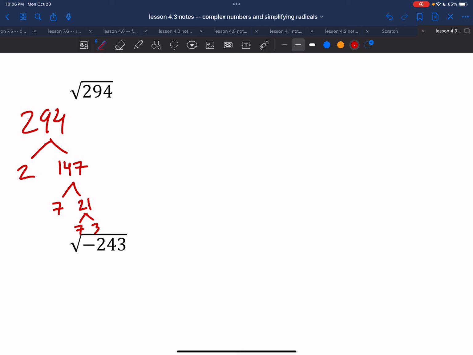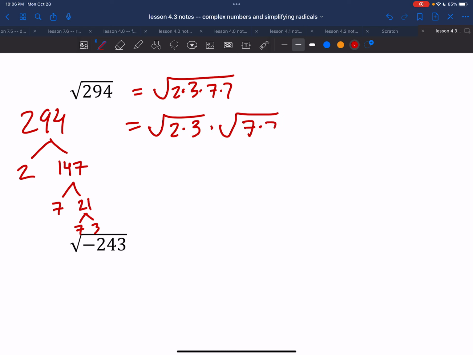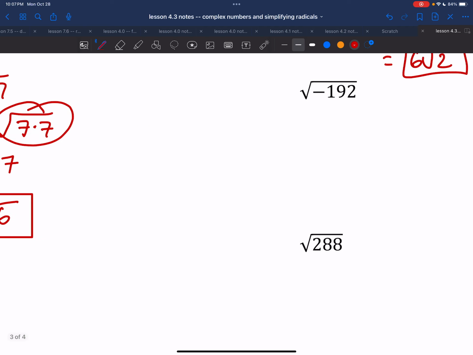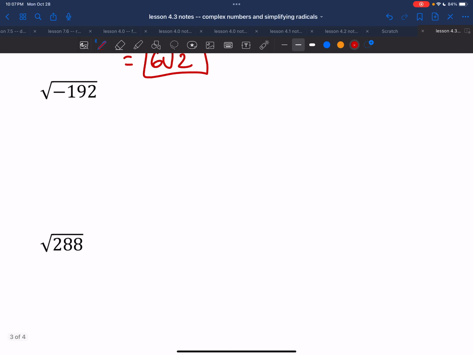Okay, nice. So this is the square root of 2 times 3 times 7 times 7. So the 2 and 3 are left alone, but you can pair the 7s together. And of course, square root of 7 times 7, that's square root of 49, which is 7. So it's 7 times root 6. But really, the way we write that is you put the rational number in front, and then you put the radical after. You put the irrational component right there. So I simplify that as 7 root 6. Yeah? Cool. Let's look at negative 192.